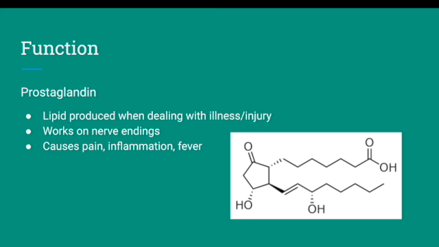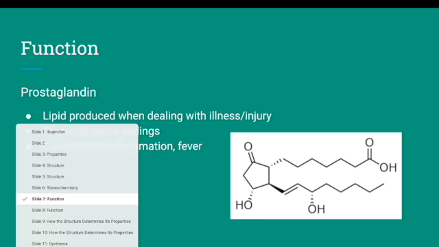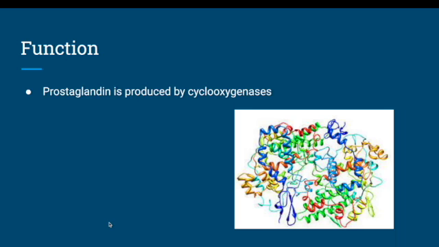Prostaglandin is produced by a group of enzymes known as cyclooxygenases, one of which is COX-2, which we'll be focusing on in this video. Ibuprofen is able to stop COX-2 from producing prostaglandin, which means that there is nothing acting on the body's nerve endings, thus the decrease in symptoms you feel when you take the pill.